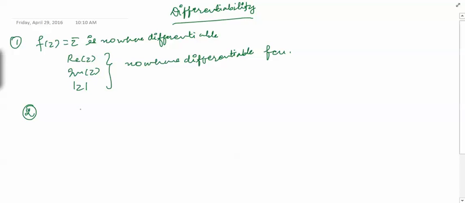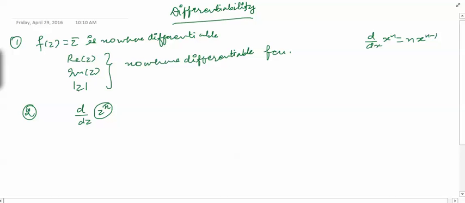suppose I have a function which is z raised to power n, right? We know that the derivative of x raised to power n is n x raised to power n minus 1. Similarly here we can prove that the derivative of z raised to power n is n into z raised to power n minus 1. Okay, I'll not prove it here, this is simple to prove, you can do it.